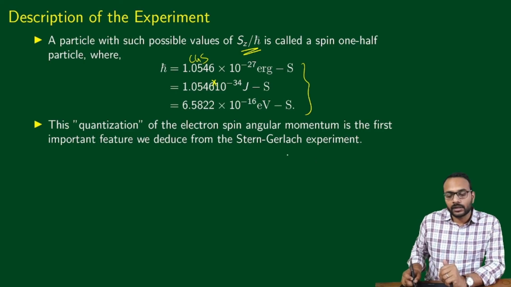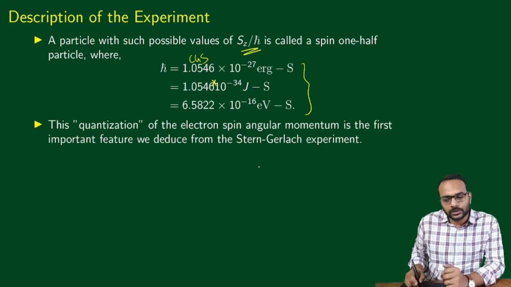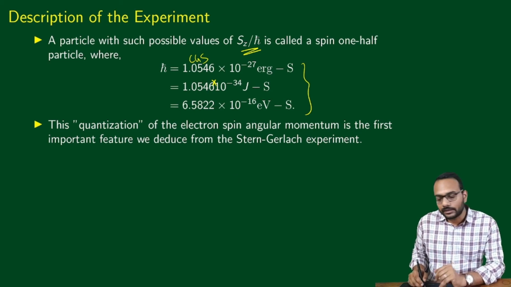Now, this quantization of the electron spin angular momentum is the first important feature we deduce from the Stern-Gerlach experiment. So, what do we mean by this quantization of electron spin? It means that when you measure the spin of the electron in a particular direction, you get only two possible values. You get only two possible values, never in between.